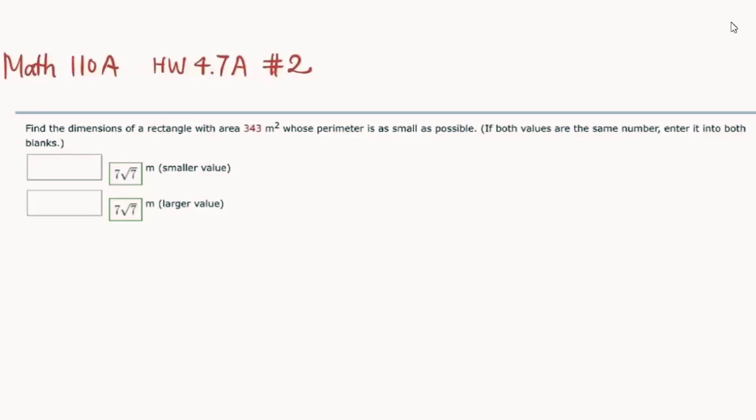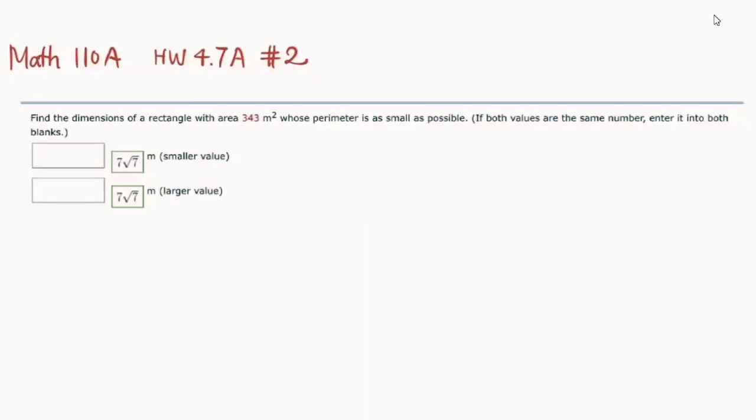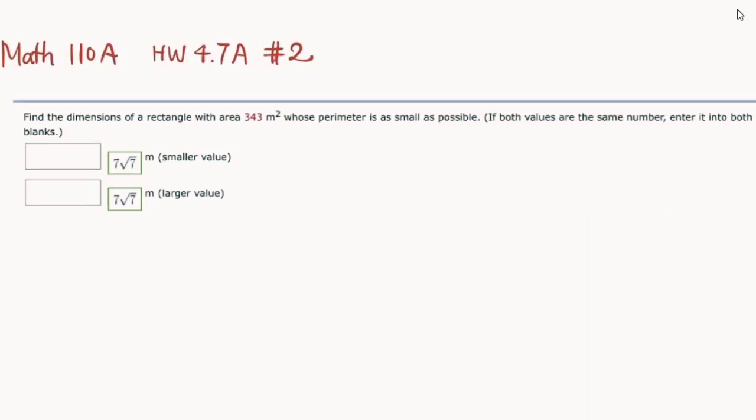So this problem is from our homework 4.7a number 2. We're trying to find the dimensions of a rectangle with an area of 343 square meters, whose perimeter is as small as possible.